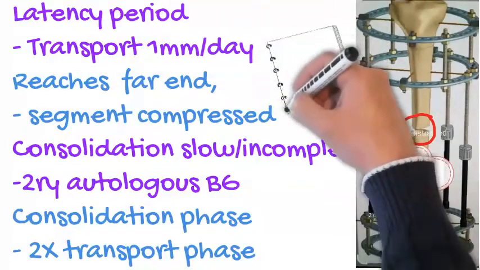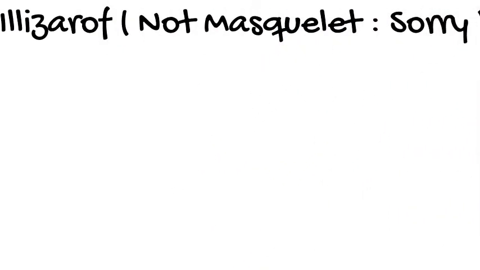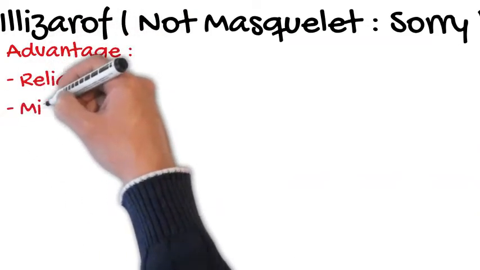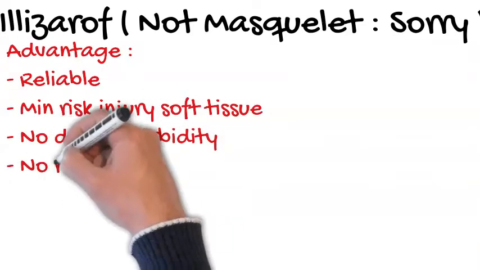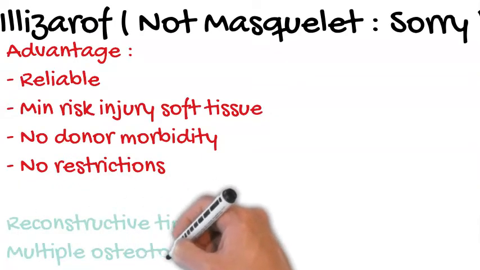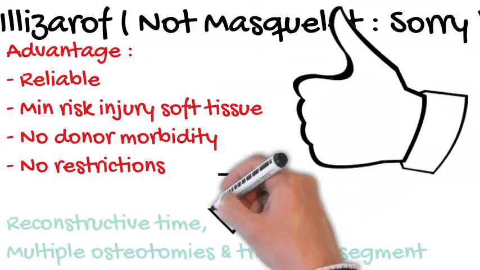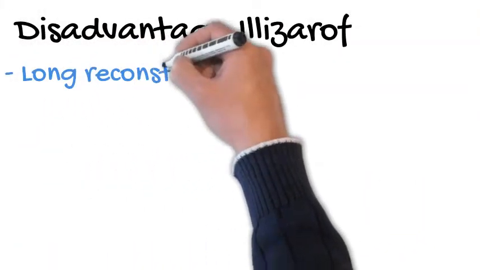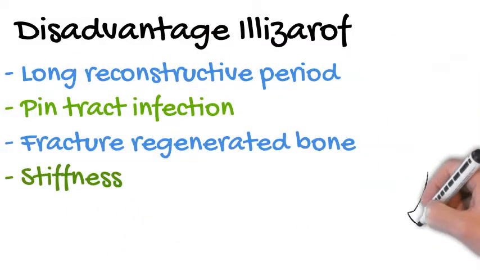The advantages and disadvantages of distraction osteogenesis. The advantages are a reliable technique, minimal risk of further injury to the soft tissue, no donor site morbidity, and no restriction on defect length. It can reduce the reconstructive time with multiple osteotomies and transport segments. The disadvantages are a long reconstructive period, risk of pin tract infection, risk of fracture of regenerated bone, and risk of stiffness.